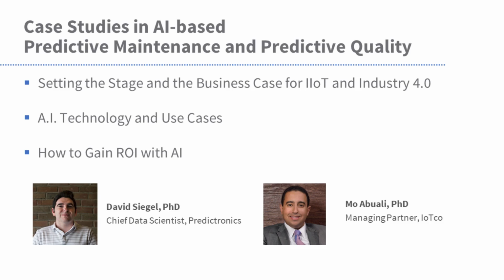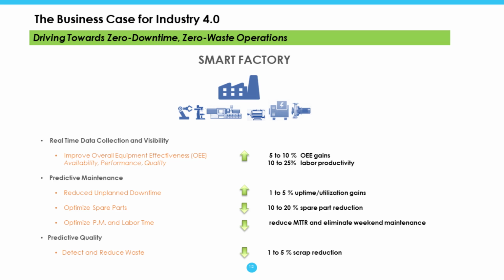So our agenda for today is I will set the stage of why folks out there are using AI for predictive maintenance and predictive quality applications, which are key technologies that fall under the fourth industrial revolution domain of experience. Dr. Siegel will go through the technology and relevant use cases of using AI for predictive quality, and I'll give a conclusion around how you can get started and how you can gain ROI by using AI and these types of solutions. So let's get started.